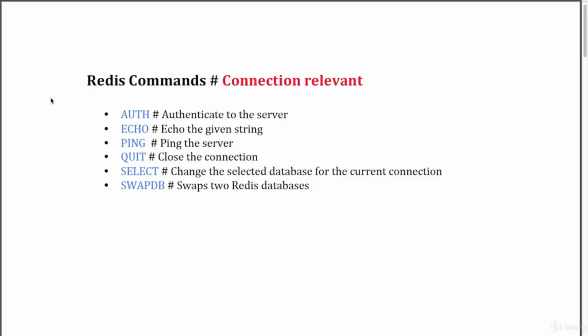Redis connection relevant commands. There are a couple of commands in Redis that are connection relevant, for example, AUTH, ECHO, PING, QUIT, SELECT, and SWAPDB. The AUTH command is utilized to authenticate to the server, ECHO command is utilized to echo the given string, and PING command is utilized to ping the server. QUIT command is utilized to close the connection. SELECT command is utilized to change the selected database for the current connection, and SWAPDB swaps two Redis databases.